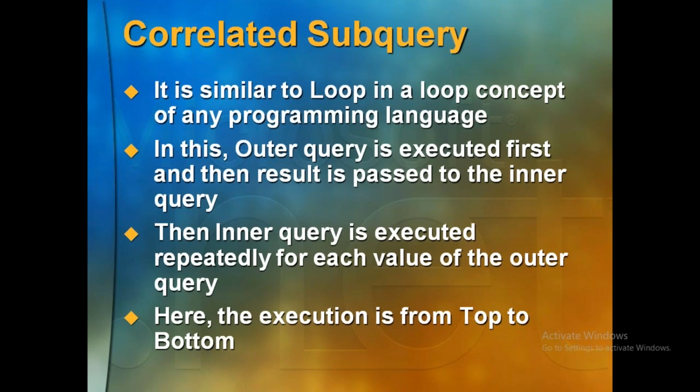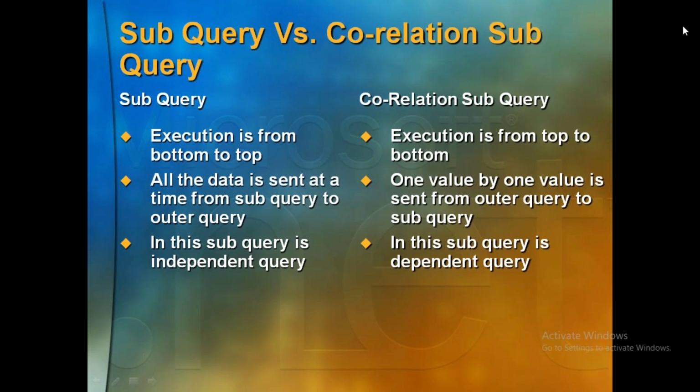So what is the difference between a subquery and a correlation subquery? A correlation subquery is similar to the loop in a loop concept of a programming language. In this, the outer query is executed first, and then the result is passed to the inner query. Then the inner query is executed repeatedly for each value of the outer query. Here the execution is from top to bottom. People may ask you the differences between subquery and correlation subquery. In a subquery, execution is from bottom to top; in a correlation subquery, execution is from top to bottom, right? In subqueries, all the data is sent at a time from the subquery to the outer query. Here, value by value is sent from the outer query to the inner query.